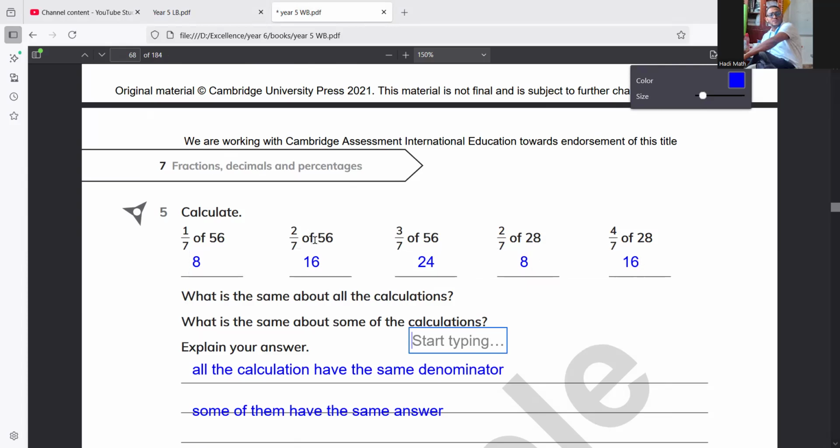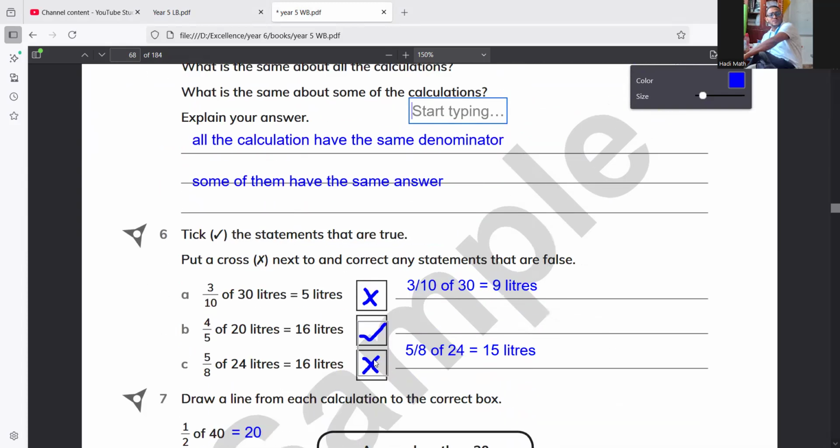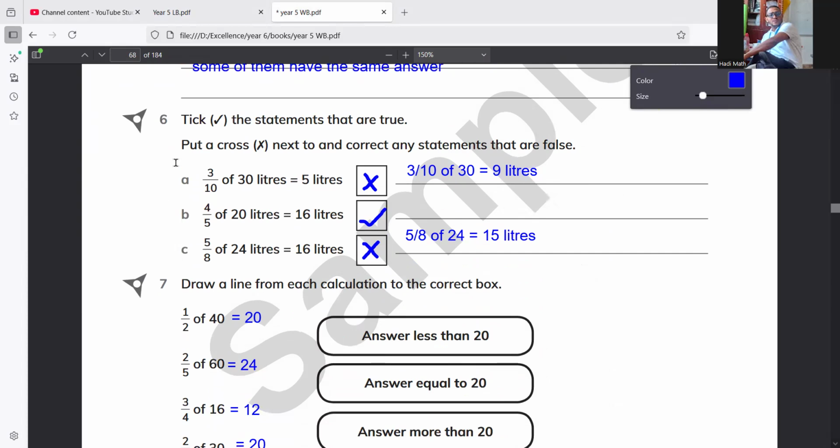Or 2 over 7 of 56 and 4 over 7 of 28. Both of them are 16, 16. So this is what you need to understand. Let's go to question number 6. They say tick the statement that is true, put a cross next to the statements that are false, and correct them.